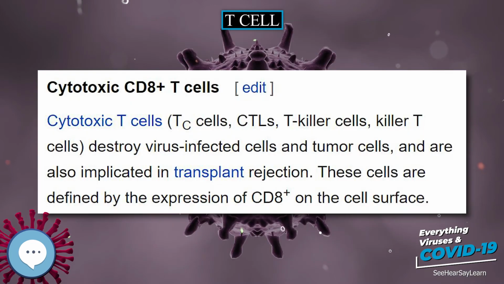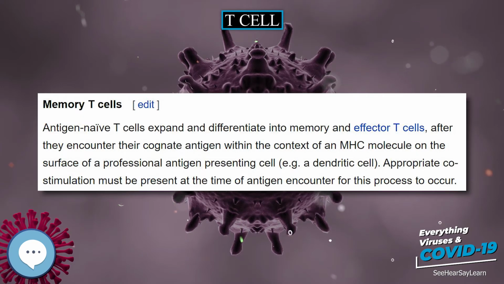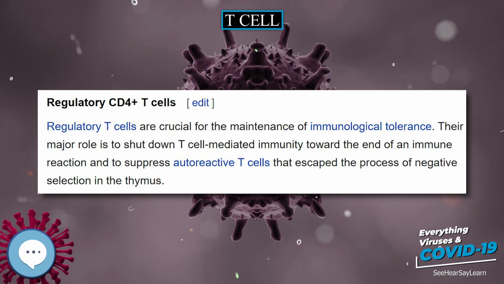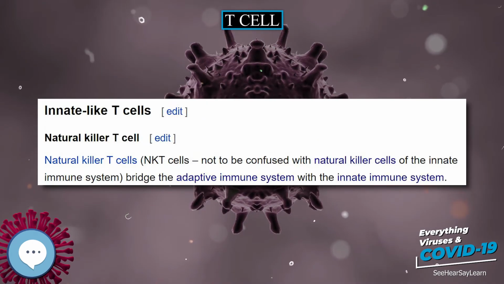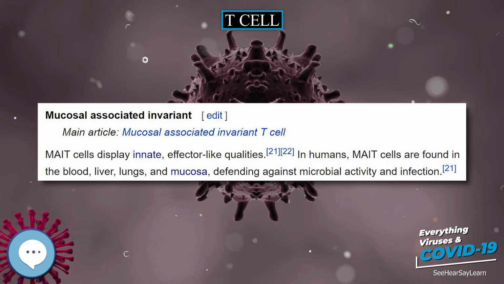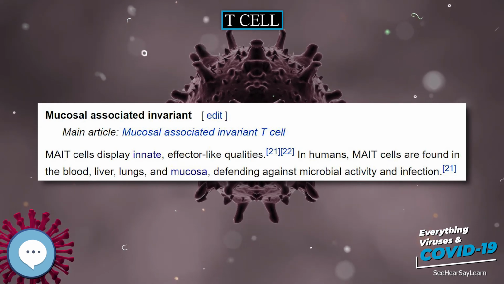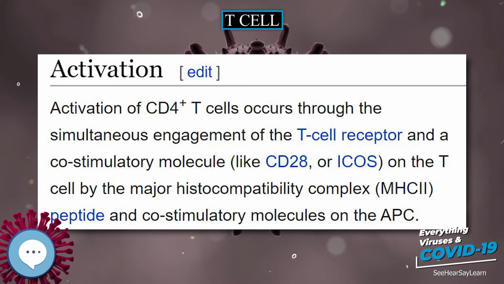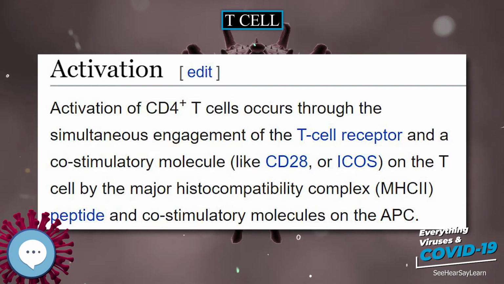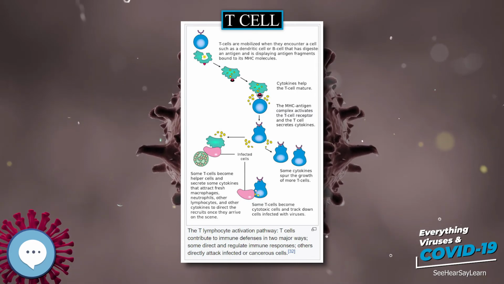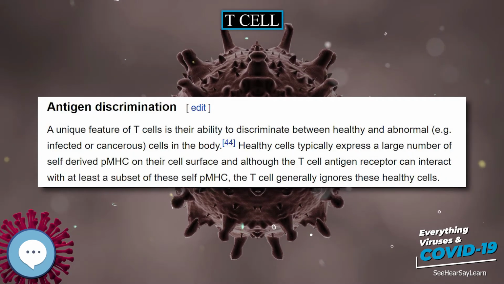Memory T cells: antigen-naive T cells expand and differentiate into memory and effector T cells after they encounter their cognate antigen within the context of an MHC molecule on the surface of a professional antigen-presenting cell, e.g. a dendritic cell. Appropriate co-stimulation must be present at the time of antigen encounter for this process to occur. Historically, memory T cells were thought to belong to either the effector or central memory subtypes, each with their own distinguishing set of cell surface markers, see below. Subsequently, numerous new populations of memory T cells were discovered, including tissue-resident memory T, TRM, cells, stem memory TSCM cells, and virtual memory T cells.